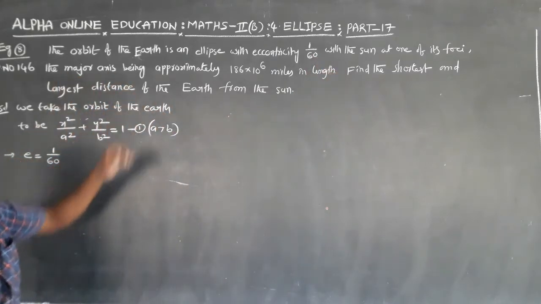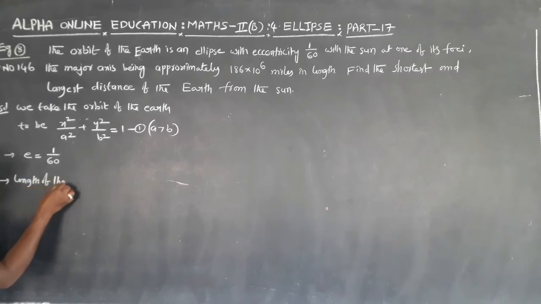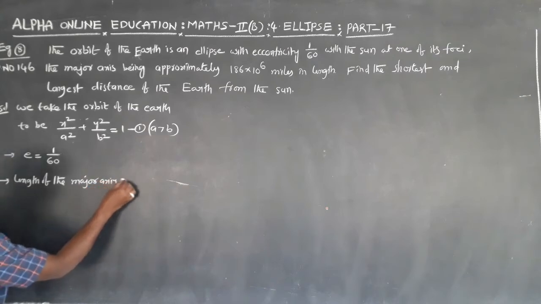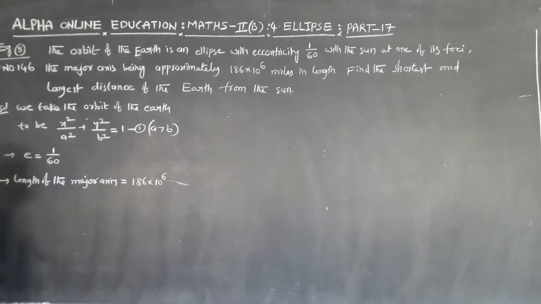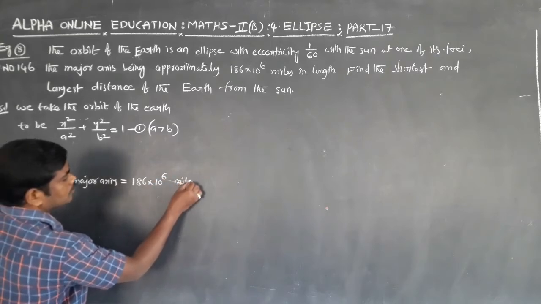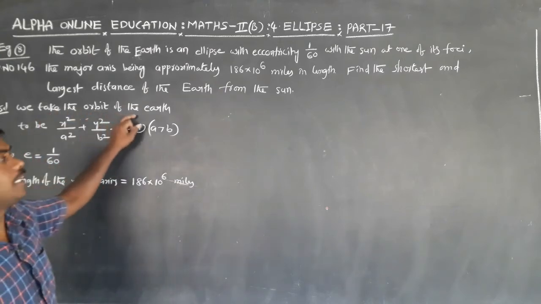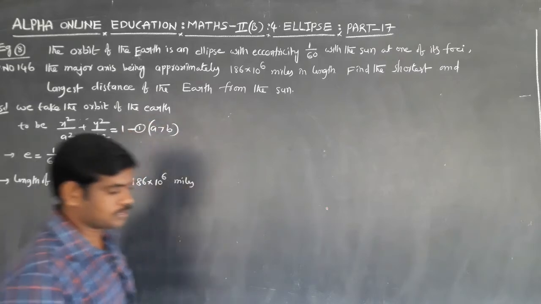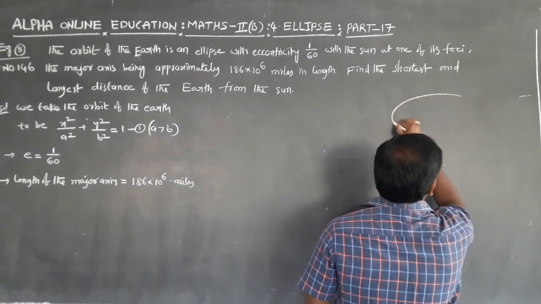Length of the major axis is equal to 186 into 10 to the power of 6 miles. So here we take the orbit of the earth to be in the shape of an ellipse. First of all, we draw the diagram of the ellipse.